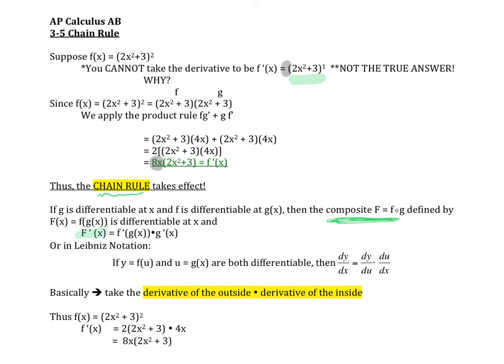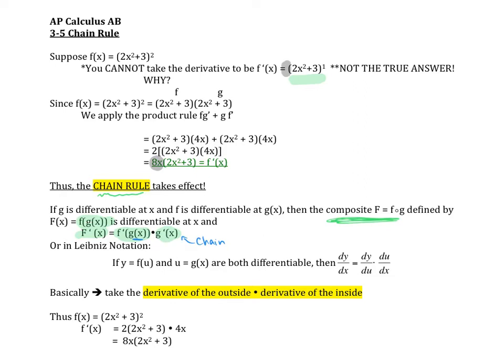F prime of x will be f prime of g of x, which was our original, and then I have to multiply it by this thing. This is called the chain. So it's what it was on the inside. So I have to take basically the derivative of the original function and then the derivative of whatever's inside the function, whatever that composition is.